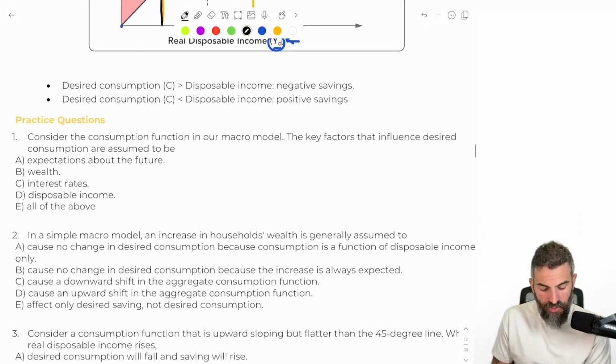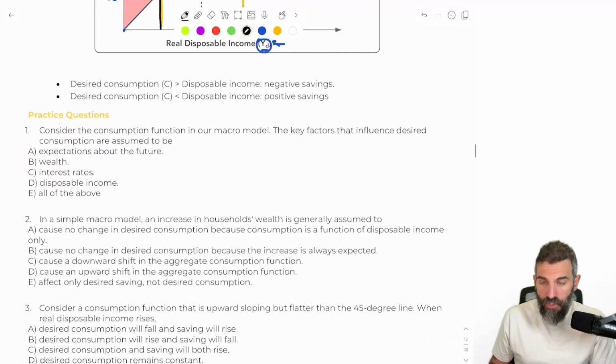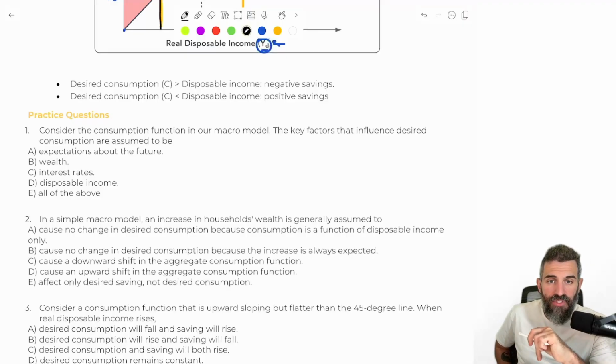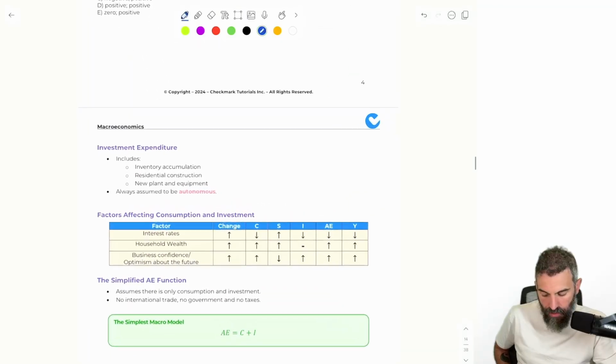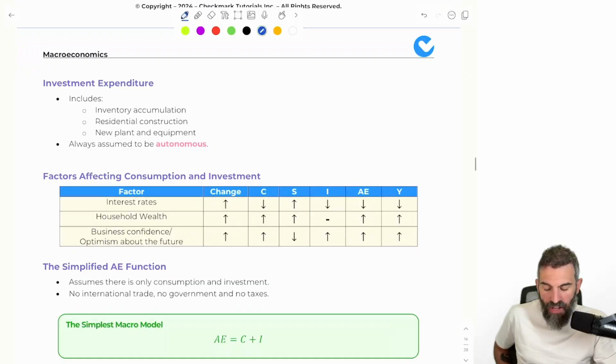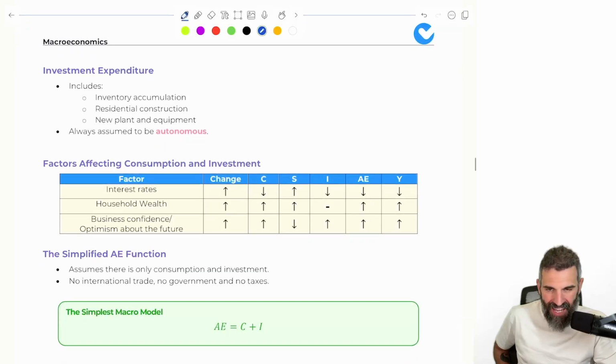Let's do a few practice questions on this. Question number 1, consider the consumption function in our macro model. The key factors that influence desired consumption are assumed to be what? So we haven't really spoken about this. I think it's because it's coming on one of the next pages. So these are the factors that affect consumption and investment, but we're talking about consumption here.